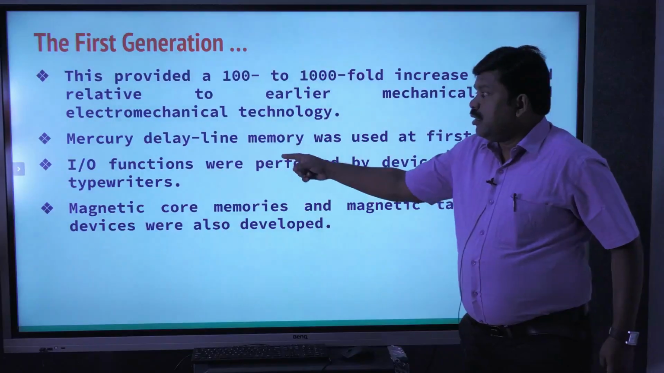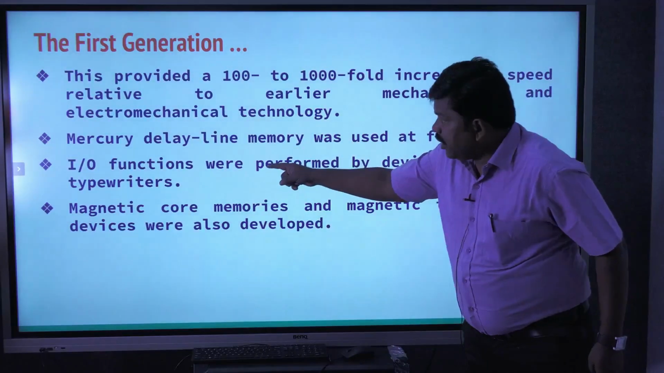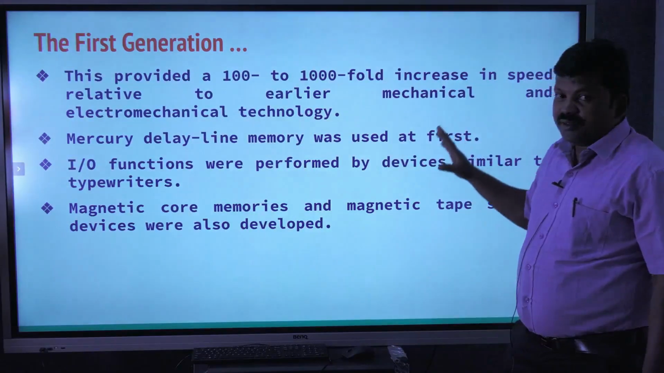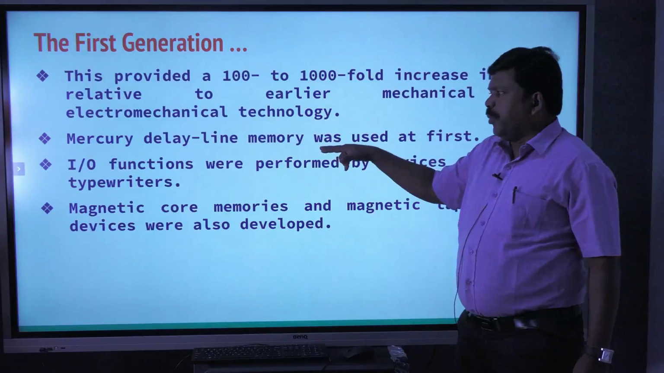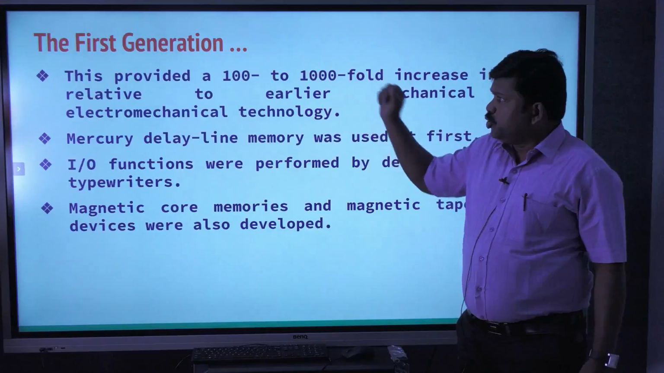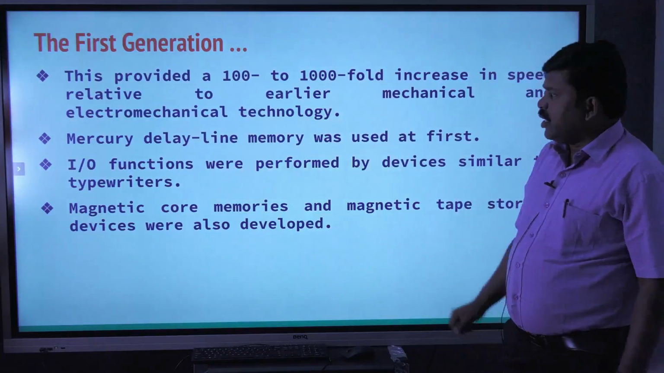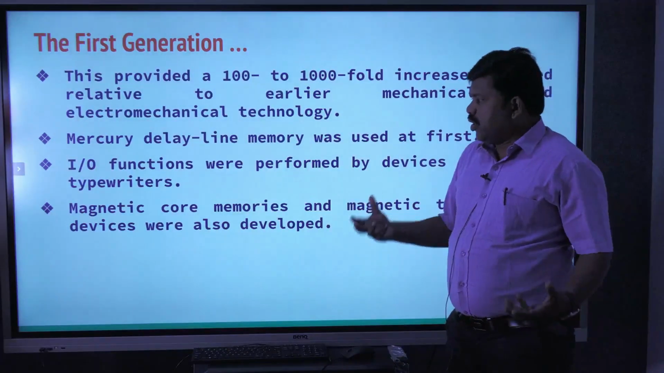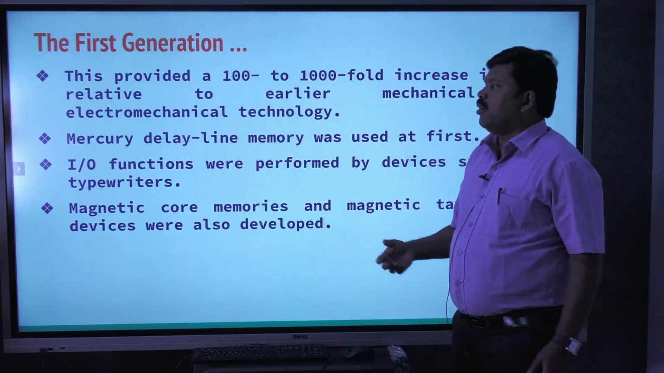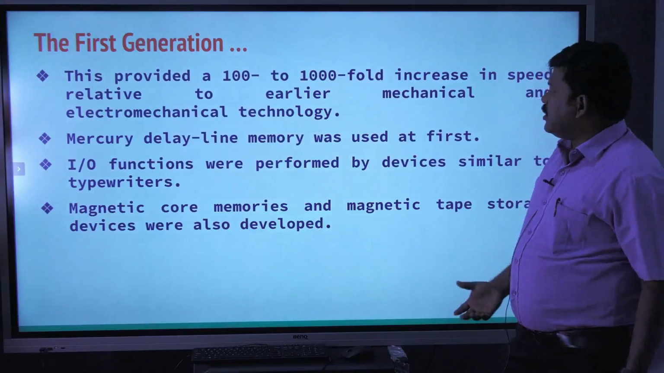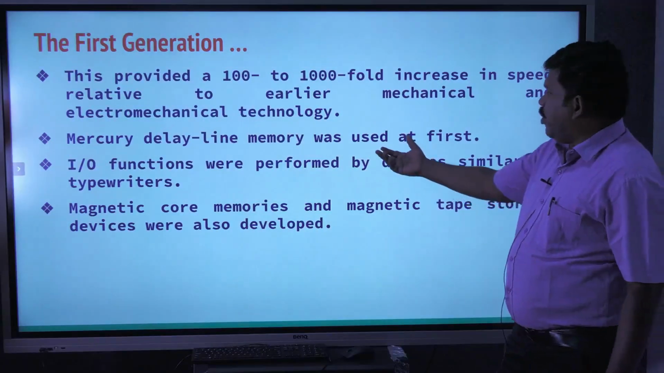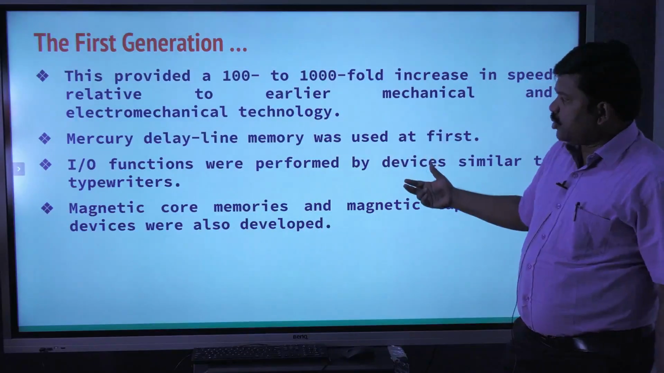After that, mercury delay line memory was used at first. This is the first memory used in first generation computers. Even though it was not capable of storing much, this mercury delay line memory concept triggered the working of the memory concepts in modern computers.